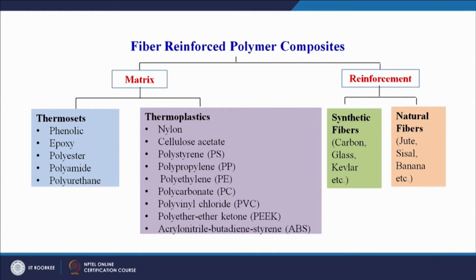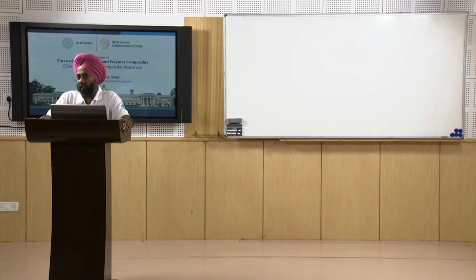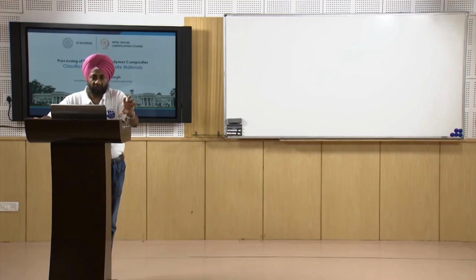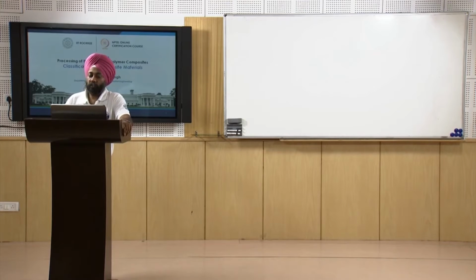So we can have a thermoset matrix or a thermoplastic matrix, and I must address this point that depending upon the type of matrix, our properties will be different. You have a thermosetting matrix, the properties will be different. You have a thermoplastic matrix, the properties will be different. So from matrix point of view, in case of polymer composites, we can have thermosets and thermoplastics.